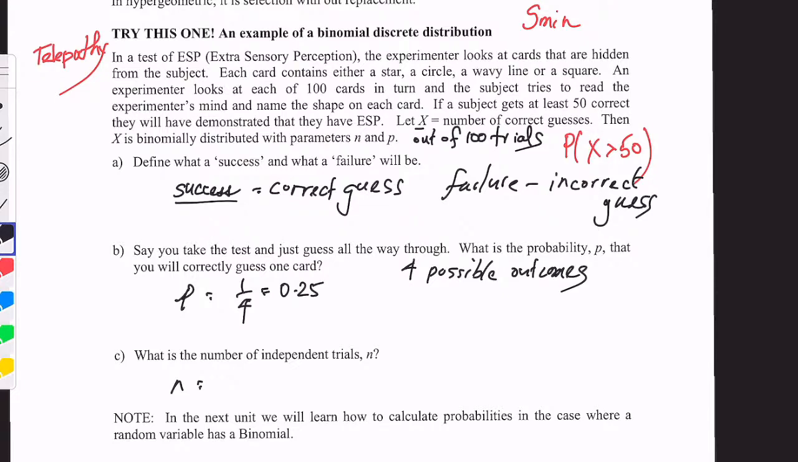Eliana is asking about the initial question about the 50. If it says greater than 50, then it's greater than 50. If it says at least 50, yeah, I would put equals. Let's put equals on because it says at least.